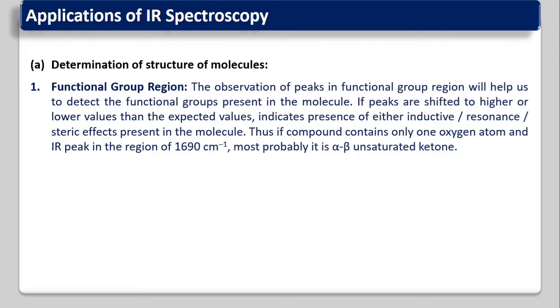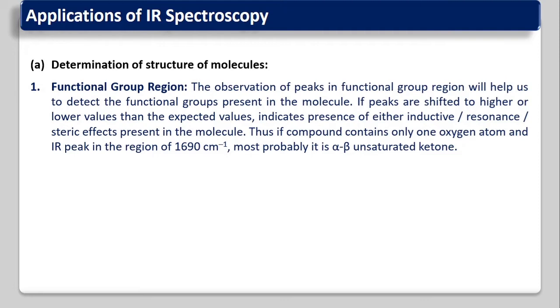In the functional group region, the observation of peaks will help us to detect the functional groups present in the molecule. If the peaks are shifted towards some higher or lower side than expected values, it indicates the presence of some inductive effect, resonance effect, steric effects or ring strain in the molecule. If a compound contains only one oxygen and the peak is around 1680 cm inverse or 1690 cm inverse, then most probably it is an alpha beta unsaturated ketone.